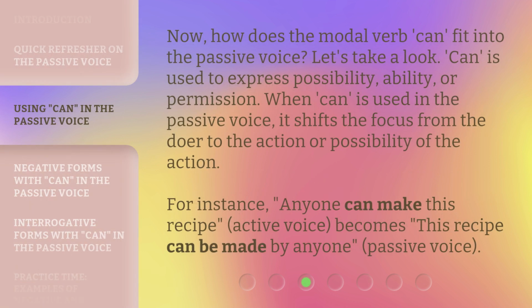Now, how does the modal verb can fit into the passive voice? Let's take a look. Can is used to express possibility, ability, or permission. When can is used in the passive voice, it shifts the focus from the doer to the action or possibility of the action. For instance, anyone can make this recipe. Active voice. It becomes, this recipe can be made by anyone. Passive voice.